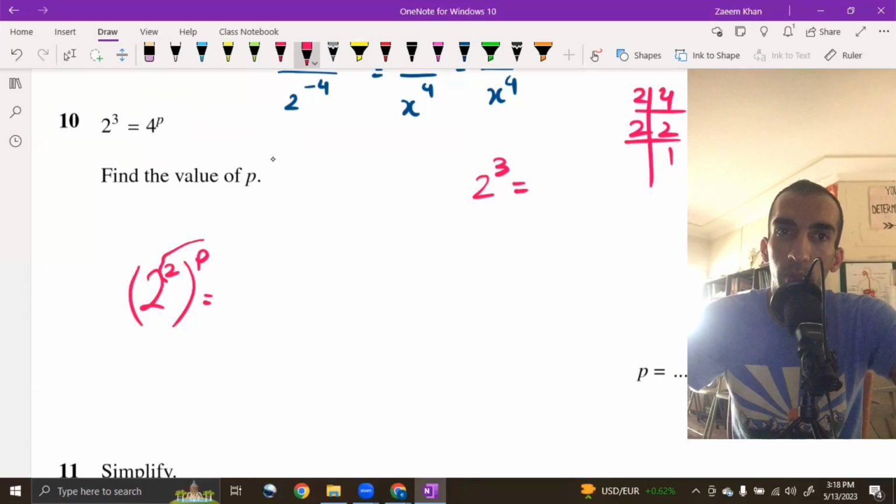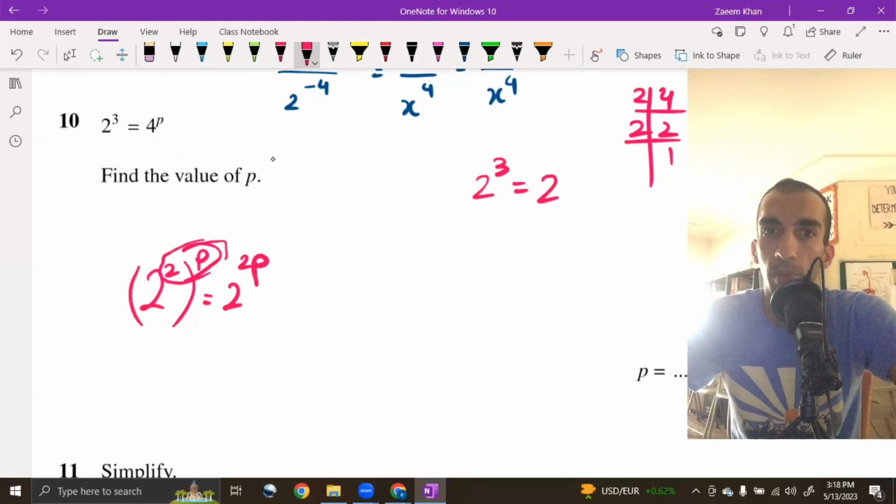Now what's going to happen with these two terms over here? They're going to get multiplied together. We can write 2 raised to the power 2p. Excellent. 2 raised to the power 2p.